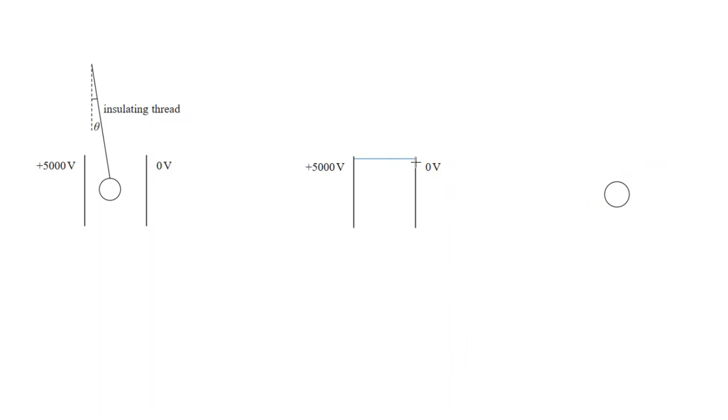When it comes to uniform electric field, the field lines must be straight, parallel to each other, and equally spaced. And field lines start where the plates start. And field lines always flow from positive to the negative. So 0 here means this is the negative plate.